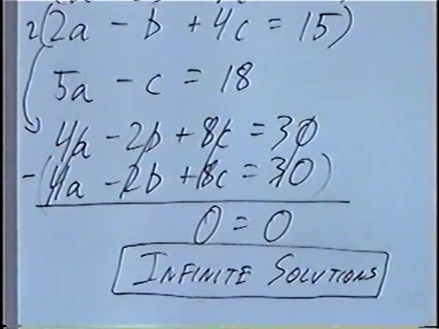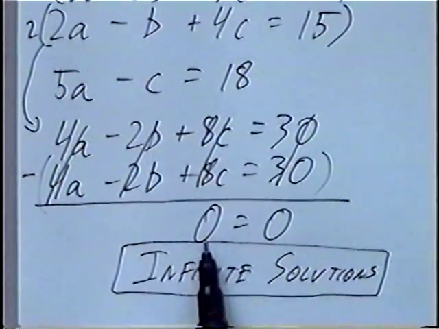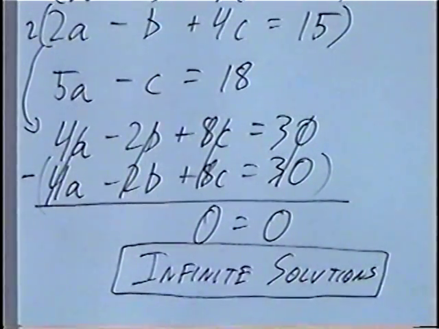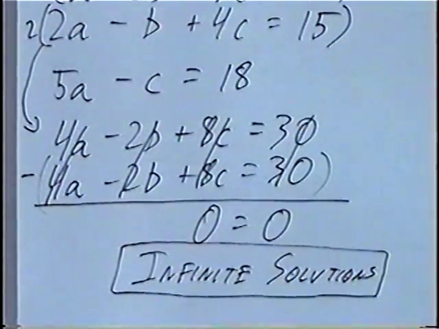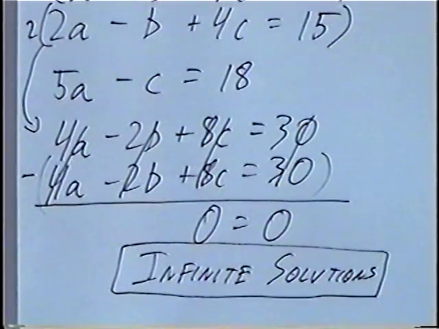Infinite solutions again when all the variables cancel out and you're left with a true statement, 0 equals 0. There are infinite solutions for these equations, which means again the equations would be parallel if you graphed them.